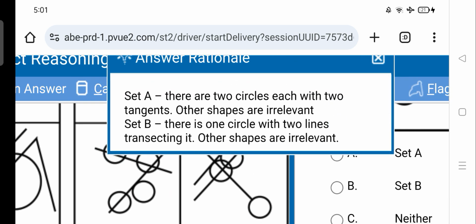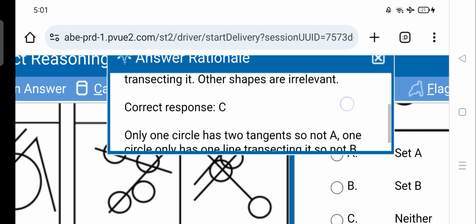So the rules for these sets are that in set A, there are 2 circles, each with 2 tangents. Other shapes are irrelevant. So we have to focus on only 2 circles, each with 2 tangents, not the 2 of them with 2 tangents. The remaining shapes are irrelevant. The rule for set B is that there is only one circle with 2 lines transecting it. Other shapes are irrelevant.